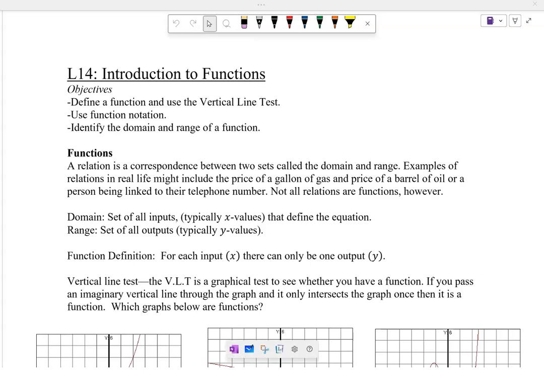All right, welcome back to your favorite technical math class. Take a look at an introduction to functions.